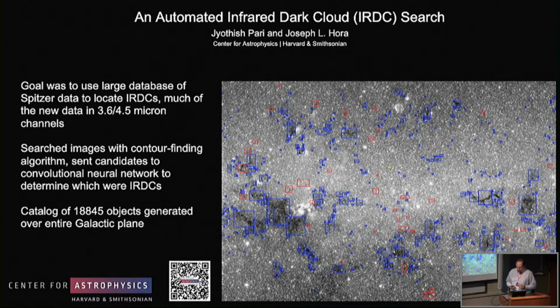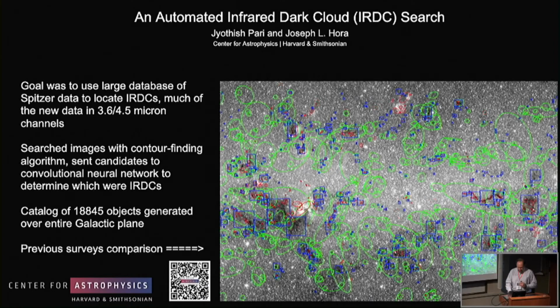And we wanted to search the large data set. I mean, there have been catalogs done of these before, but we wanted to search the new IRAC band 1 and 2 data sets that have become available over the last few years. So we wanted to look at a way to find these things. Typically they're looked for in the 8 micron band or maybe the 24 micron emission where most of them have been found. So anyway, we used a computer-based method, contour finding and convolutional neural networks, to locate these things and search the whole database. So that's basically what we've done.